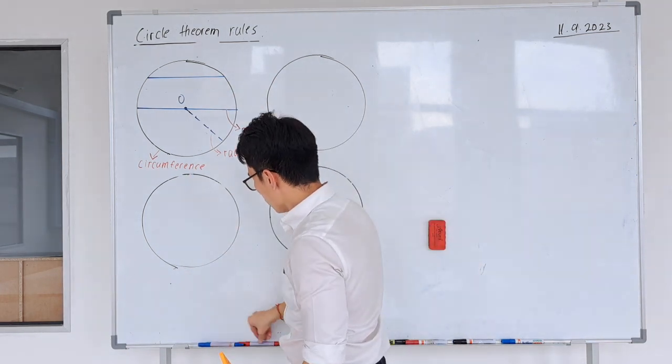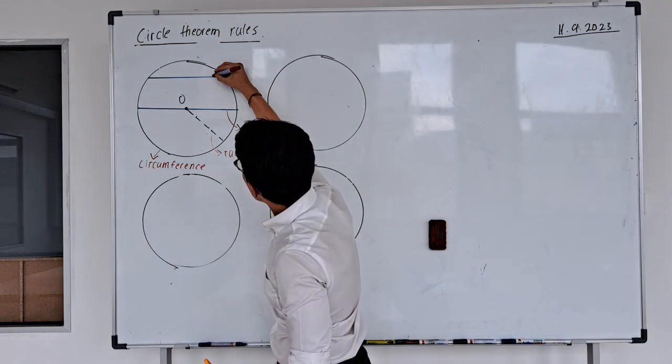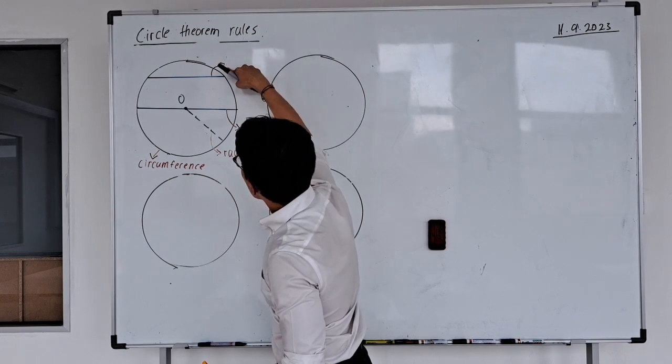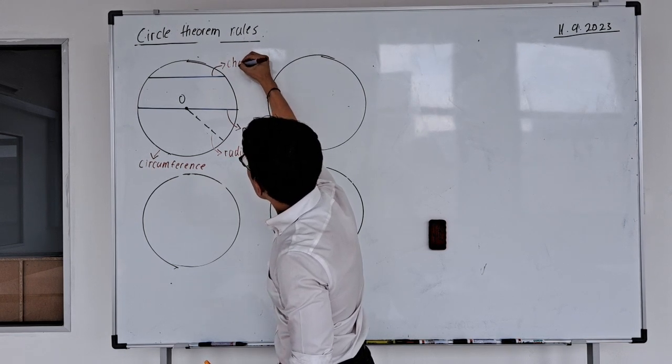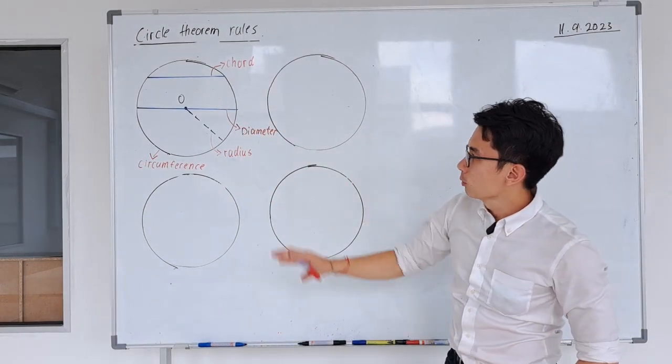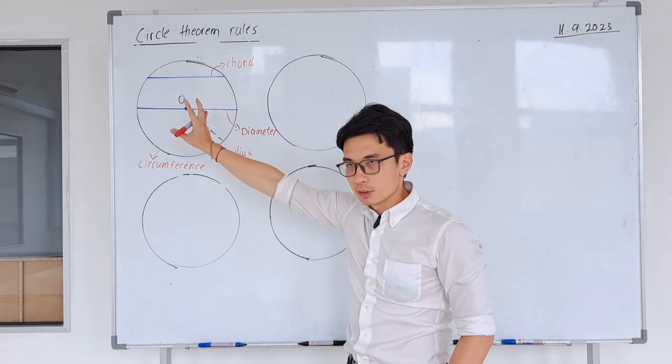So for this line, we call this a chord. Okay, so that is one part of a circle.